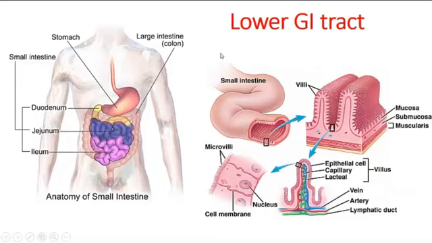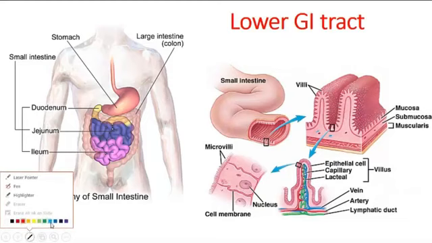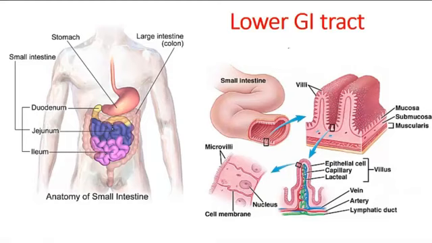Now the second part of the gastrointestinal tract is the lower GI tract, or the lower part of the gastrointestinal tract or alimentary canal. It is mainly composed of two different units, one of which we are seeing right now. The first unit is the small intestine, and the second is the large intestine. Pardon the bad handwriting. Small intestine and large intestine.